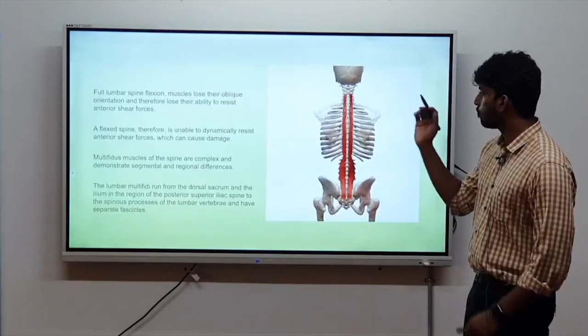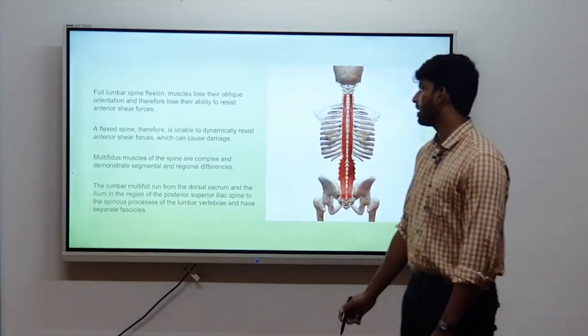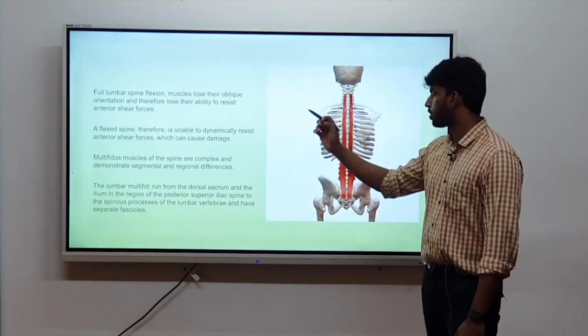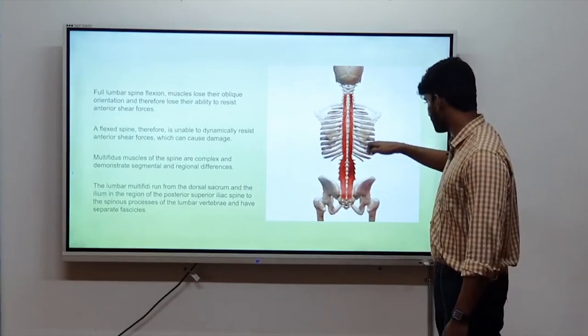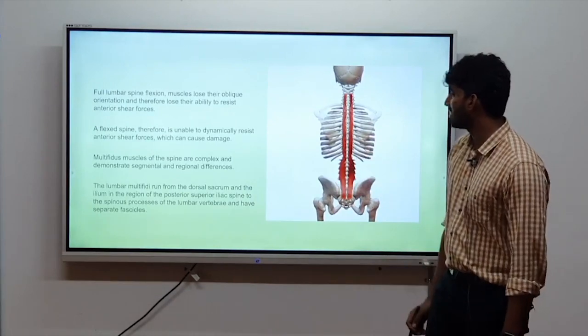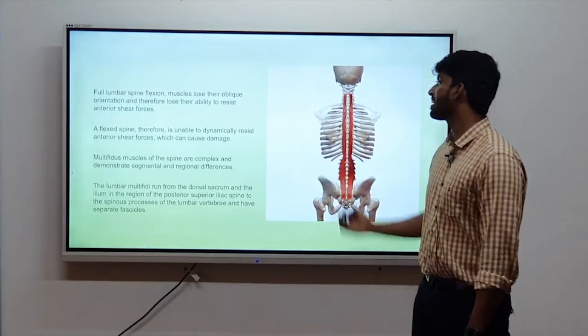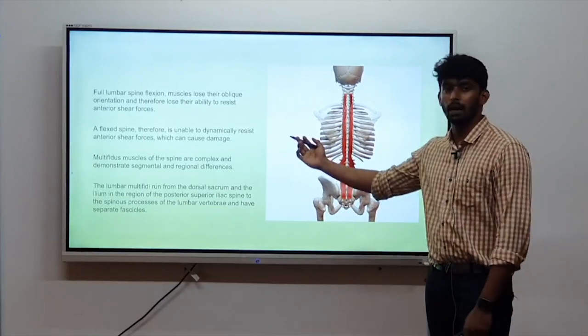Here we go with the full lumbar spine flexion. The muscles lose their oblique orientation, therefore lose their ability to resist the anterior shear force. So anterior shear force means it will be in this plane. So a flexed spine therefore is unable to dynamically resist the anterior shear forces, which can cause damage.